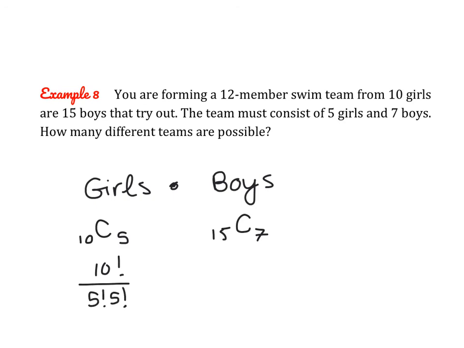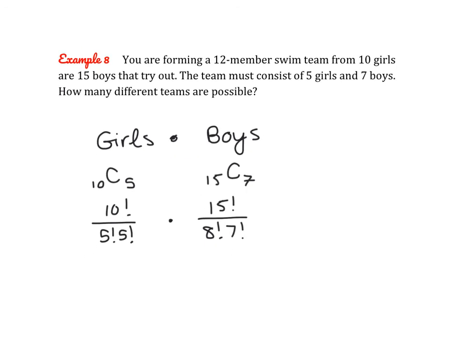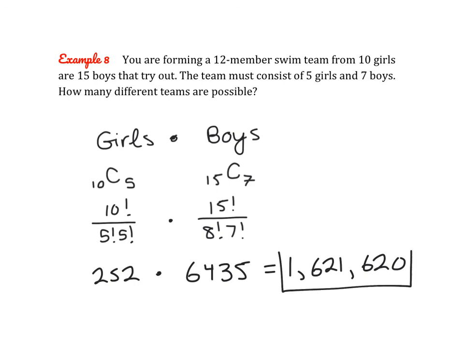The first one's n minus r, then r. And then this we have 15 factorial over 8 factorial, 15 minus 7, times 7 factorial. So the number of combinations for girls is 252. The number of different combinations for boys is 6,435. And you multiply those two values together, and you get 1,621,620.